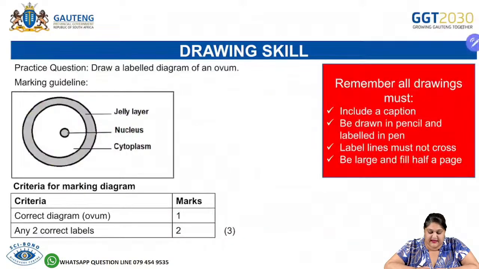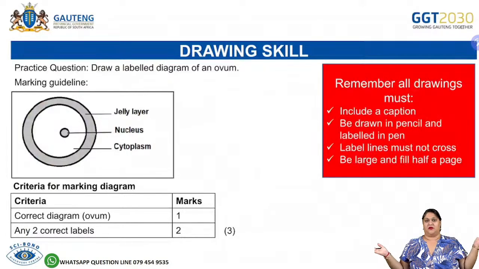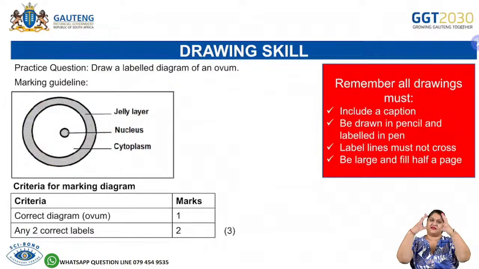Then we go to the diagram of the ovum. In this one, we just want those three layers: the jelly layer, the cytoplasm, and the nucleus. The jelly layer, the cytoplasm, and the nucleus. So you just draw three circles. You draw the nucleus, surrounding it is the cytoplasm, and surrounding that is the jelly layer.